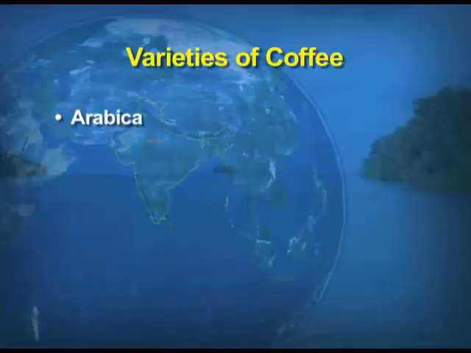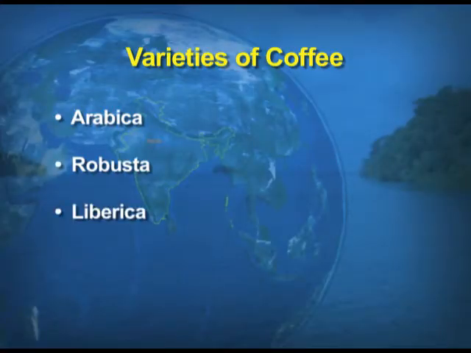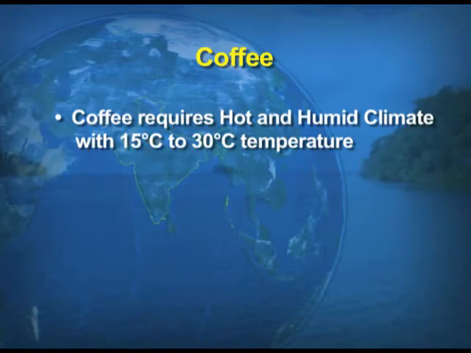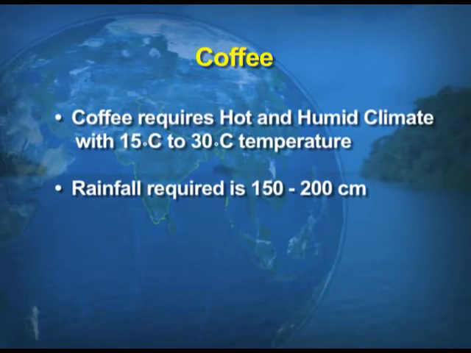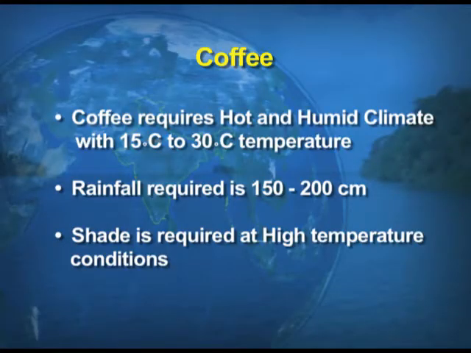Now we take up coffee, which is another beverage. It's the second important beverage crop of India after tea. And there are three varieties of coffee: Arabica, Robusta and Liberica. The most important coffee grown in India is the variety known as Arabica. Coffee requires 15 to 30 degrees Celsius of temperature with 150 to 200 centimeters of rainfall. And another most important requirement is that shade is required at high temperature conditions.